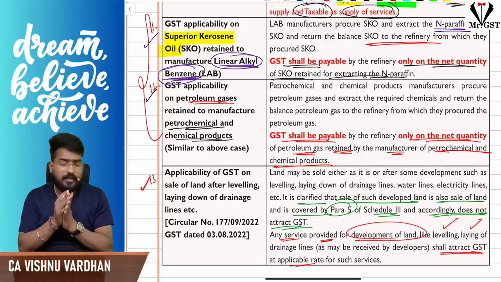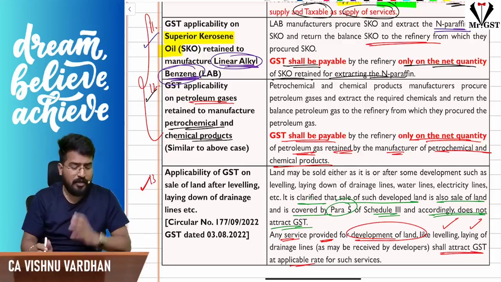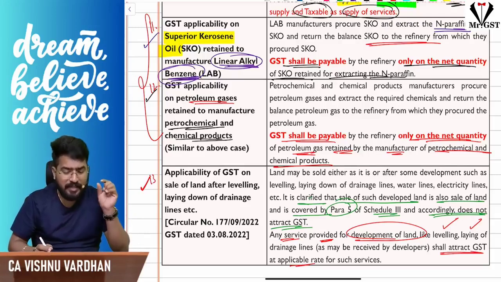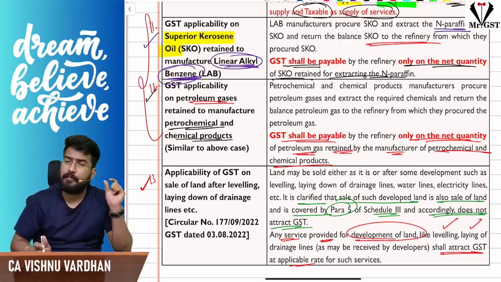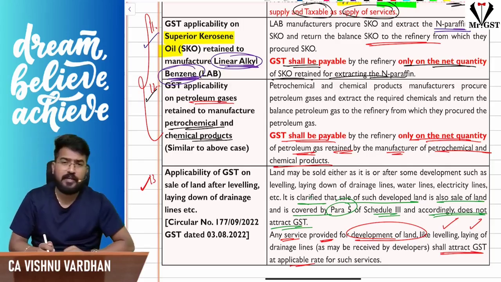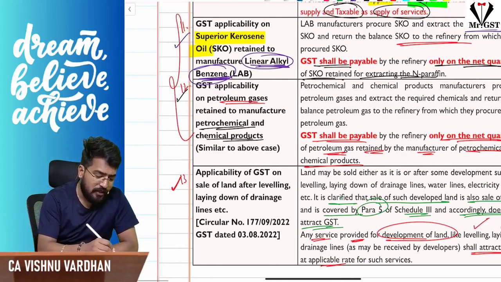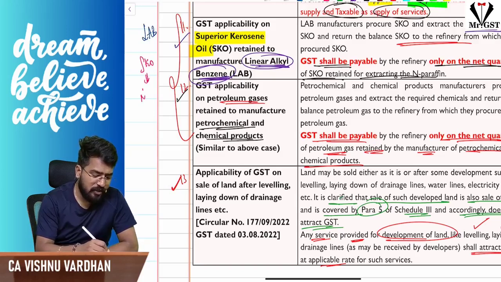The next point is regarding, see, generally to manufacture a chemical called linear alkyl benzene, they need a chemical by the name N-paraffin. This N-paraffin people will extract from superior kerosene oil. So whoever is manufacturing LAB, that is linear alkyl benzene, first they will procure superior kerosene oil. From that superior kerosene oil, they will extract N-paraffin, and the balance superior kerosene oil they will return.